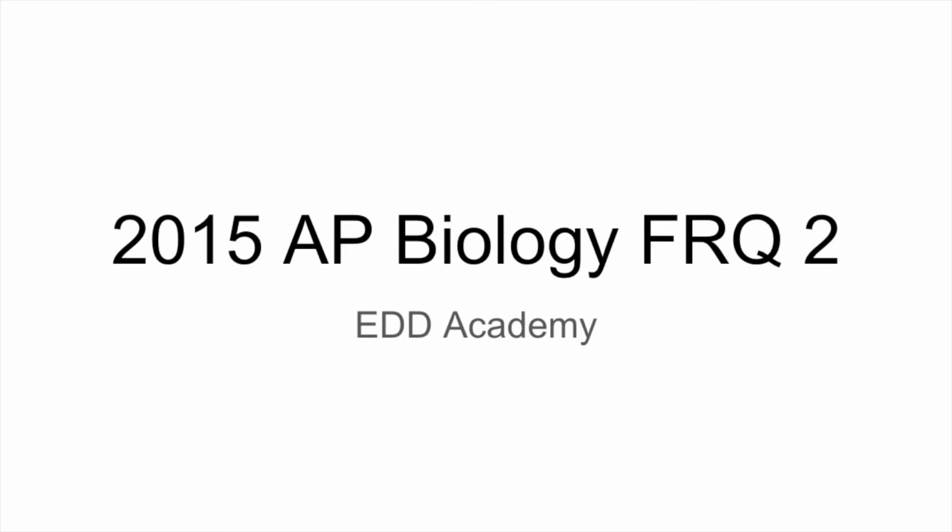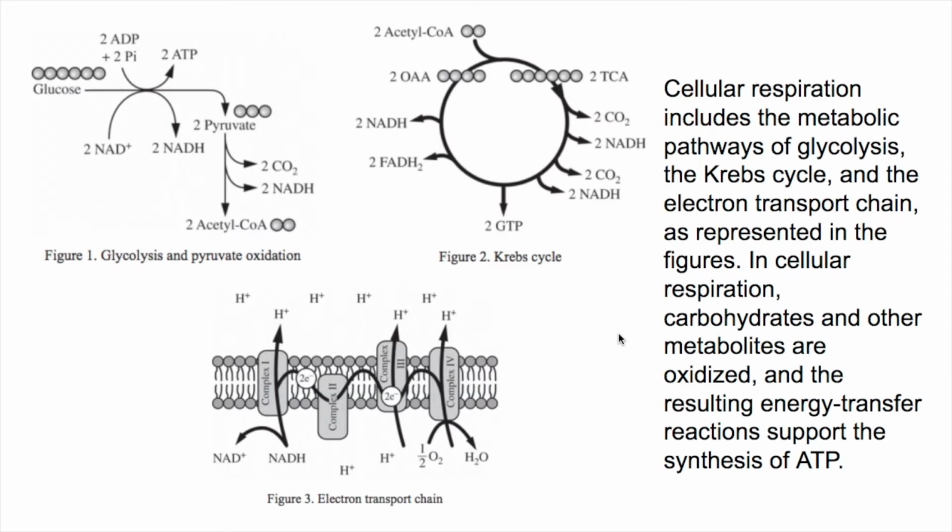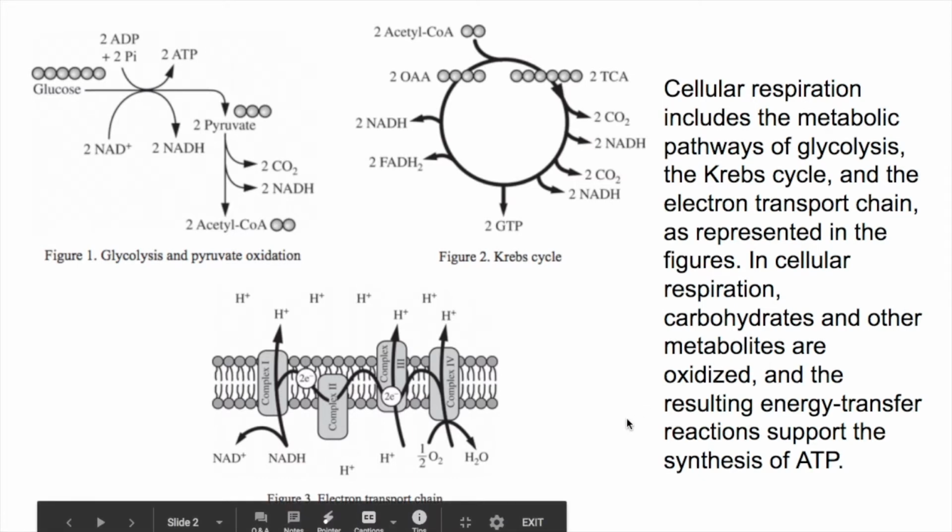In this video, we are going to be going over the second free response question from the 2015 AP Biology exam. Cellular respiration includes the metabolic pathways of glycolysis, the Krebs cycle, and the electron transport chain, as represented in the figures. In cellular respiration, carbohydrates and other metabolites are oxidized, and the resulting energy transfer reactions support the synthesis of ATP.